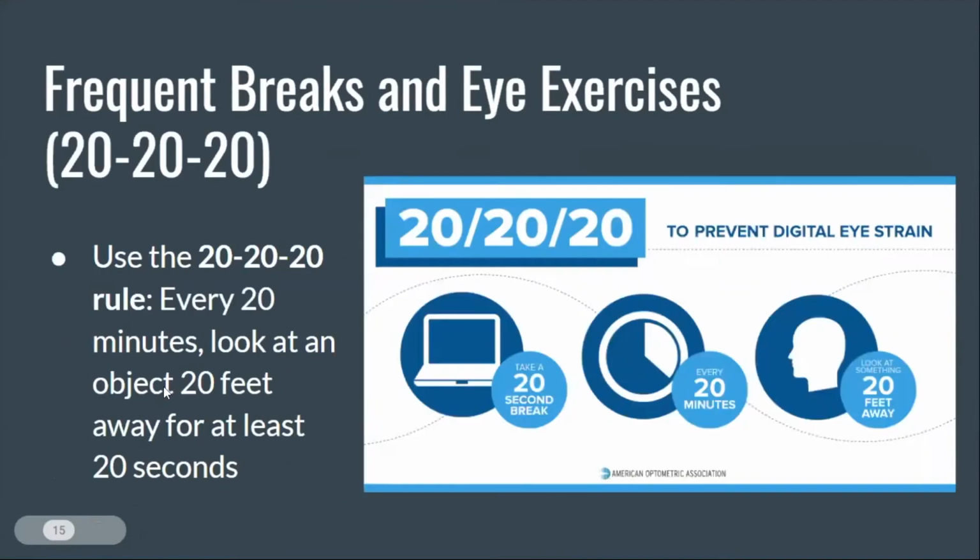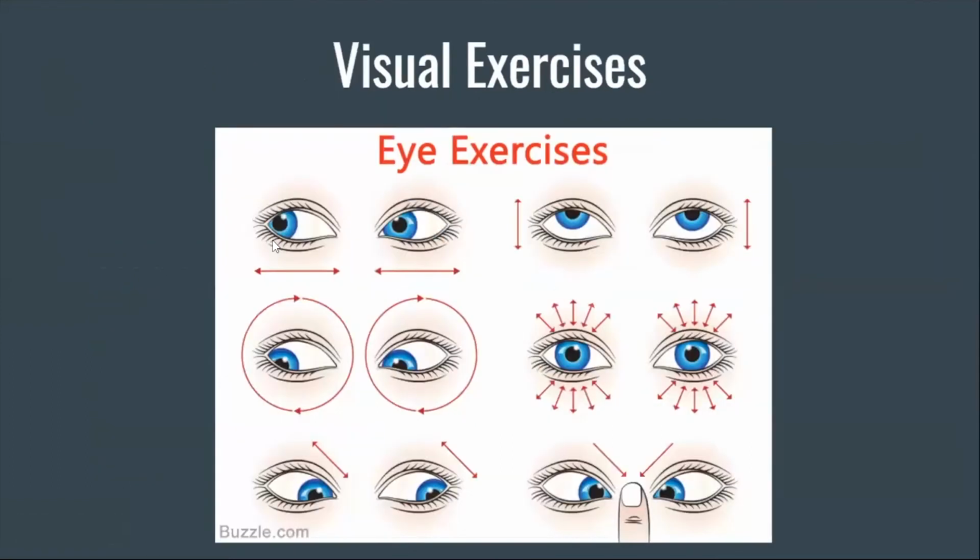So frequent breaks and eye exercises, we'll continue off of the previous topic, which is to use the 20-20 rule. Every 20 minutes, look at an object 20 feet away for at least 20 seconds. This will ensure that your eyes don't get strained as much and can also be an indicator for eye health. So, here are some visual exercises.